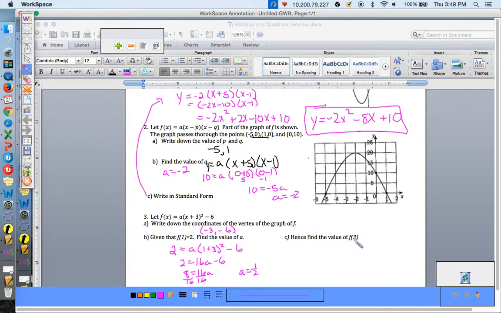So then we have to find the value of f of 3. Our equation now is 1/2 times x plus 3 squared minus 6. If we plug in 3, we have 1/2 times 3 plus 3 squared minus 6. Well, this is 6 squared, 36. Half is 18, minus 6 is 12.